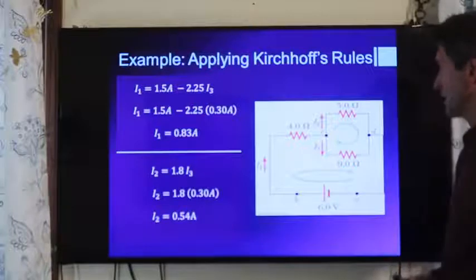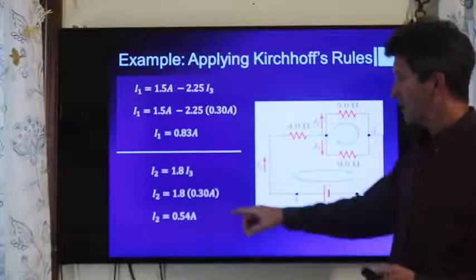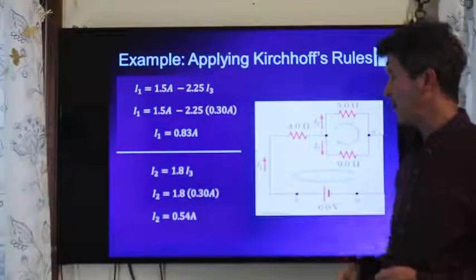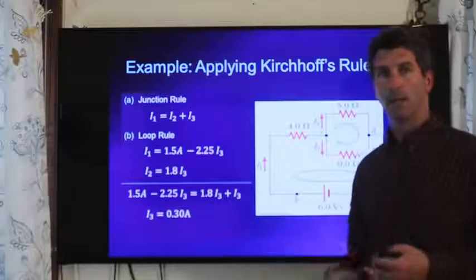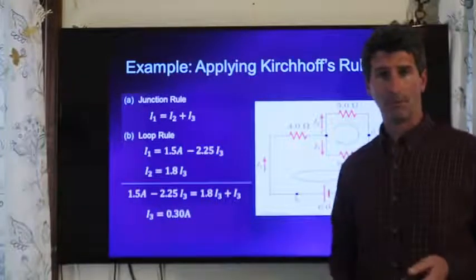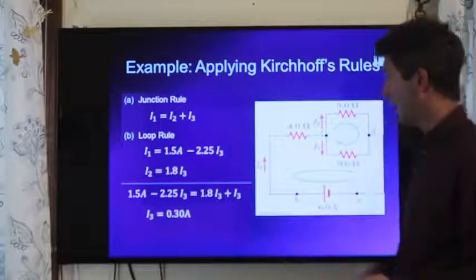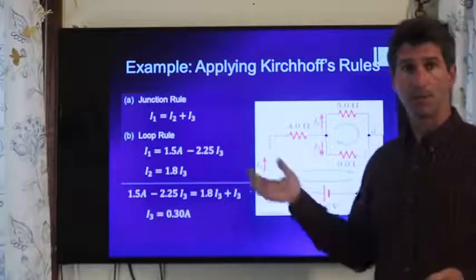And again, let's just check here. I1 is equal to 0.83. So I2 plus I3, I2 being 0.54, plus I3, 0.3, we're a 1/10 off. I'm sorry, we're a 100th off, but that's a roundup error. Yes, we get that I1 is equal to I2 plus I3, so it works.